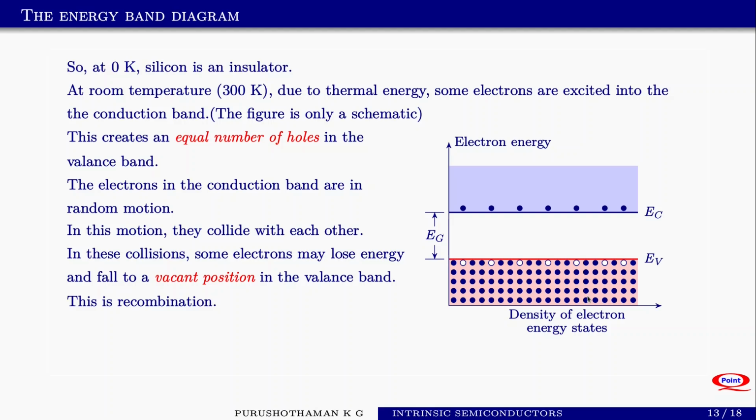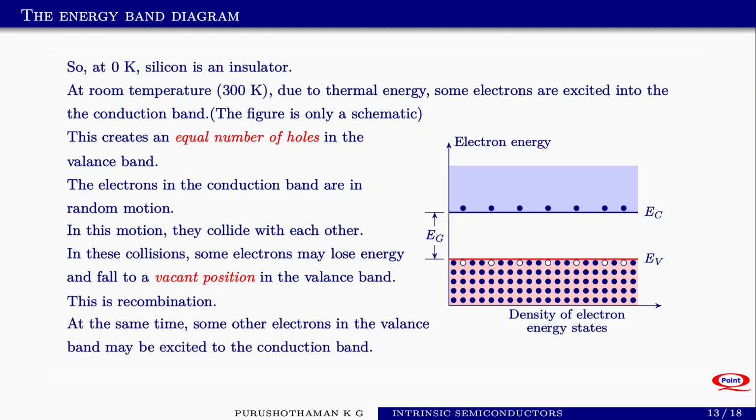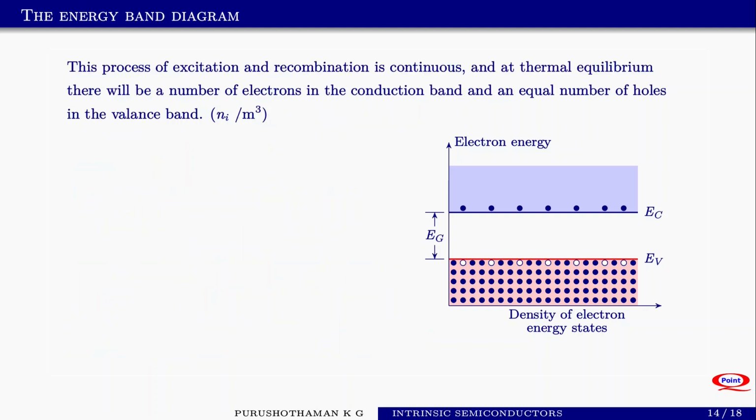This process is the recombination that we already have discussed. At the same time, some other electrons in the valence band may be excited to the conduction band. So this process of excitation to the conduction band and coming back to the valence band, recombination, continues. This process is continuous, and at thermal equilibrium, there will be a number of electrons in the conduction band and an equal number of holes in the valence band. This value is Ni, the intrinsic concentration.